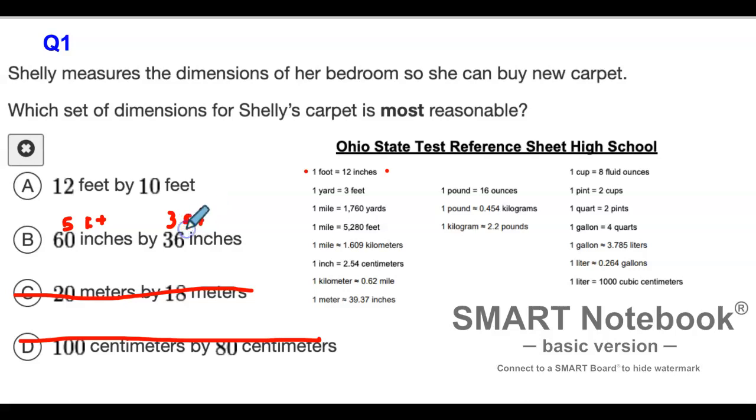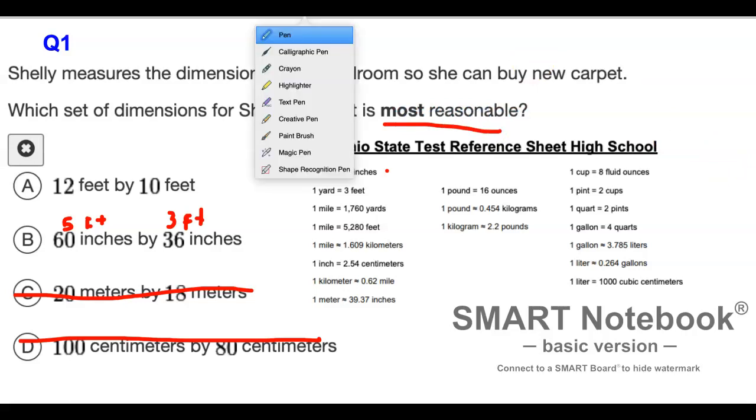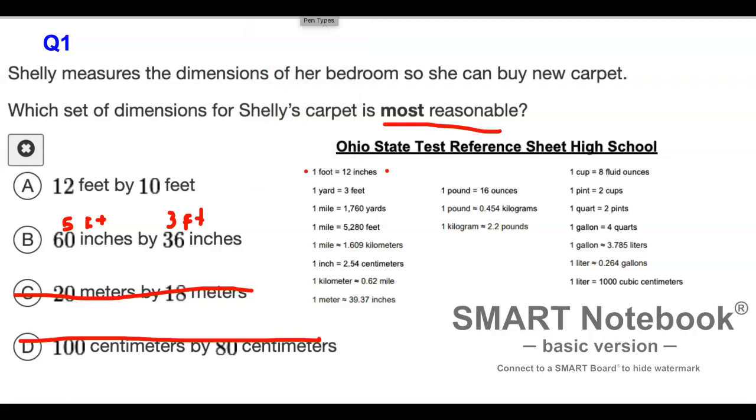Choice A is 12 feet by 10 feet. So now this part where it says most reasonable comes into play. If we're thinking about the size of a bedroom, a room in your house, the most reasonable solution here would be A, 12 feet by 10 feet. Because if you think about it, for B, 5 feet by 3 feet, most of us are about 5 to 6 feet tall. So a 5 foot by 3 foot room is kind of too small for the measurements of your average bedroom. So the correct answer here is A.